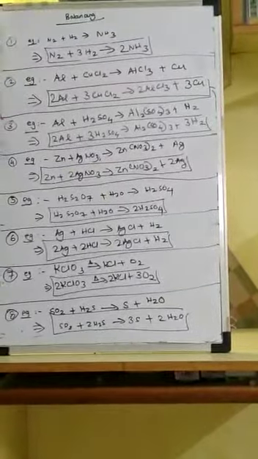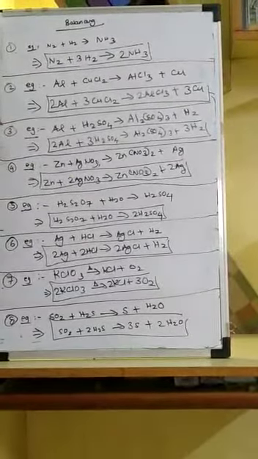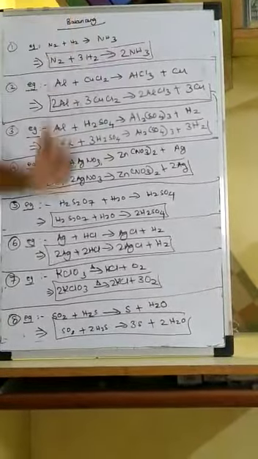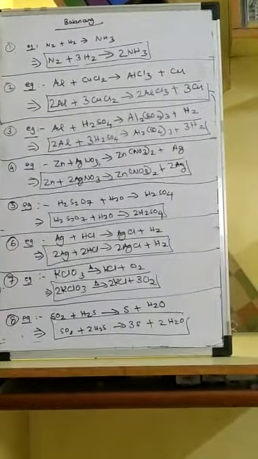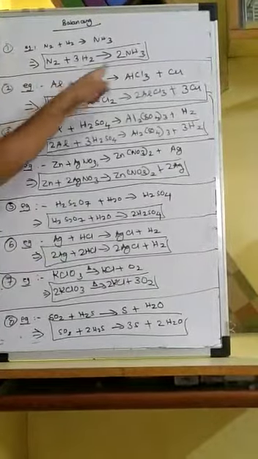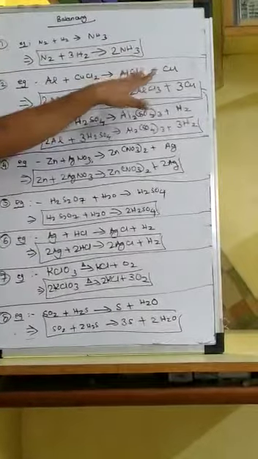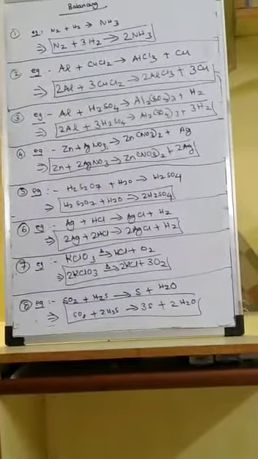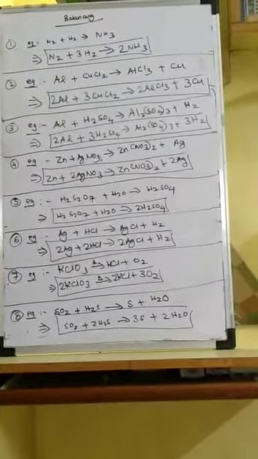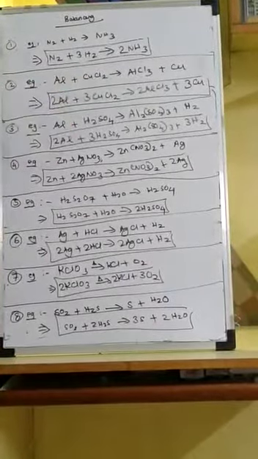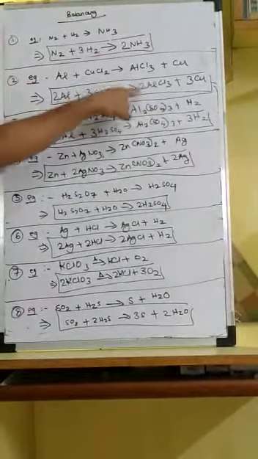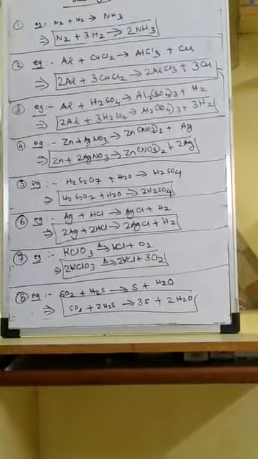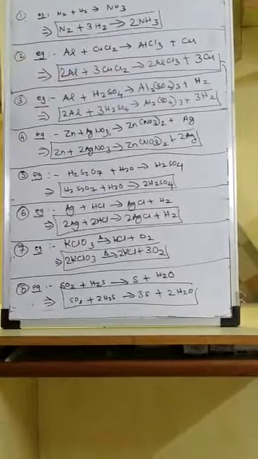Second question, Al plus CuCl2, aluminium plus copper chloride, giving me aluminium chloride plus copper. I have three chlorines here, I have two chlorines here. The idea is to make it 6 chlorines on both the sides. So having the stoichiometric coefficient 3 here makes it 6 chlorines, having the stoichiometric coefficient 2 here makes it 6 chlorines. In the attempt to balance my chlorines, I have made it 2 aluminiums, so 2 Al comes over here.